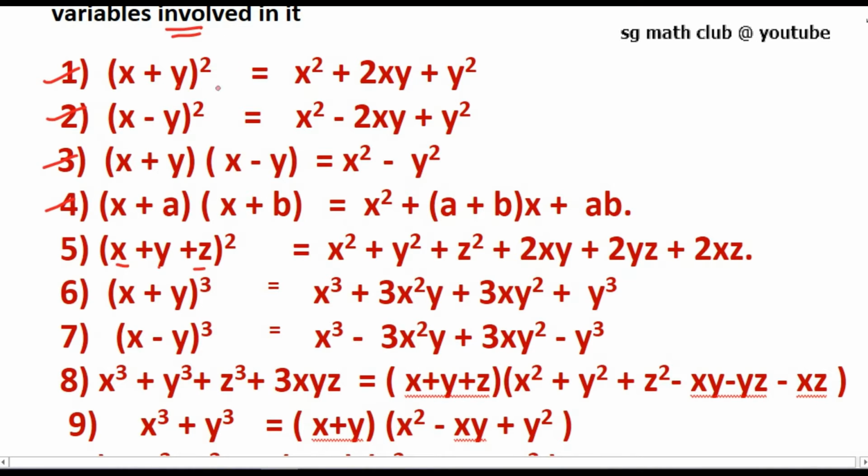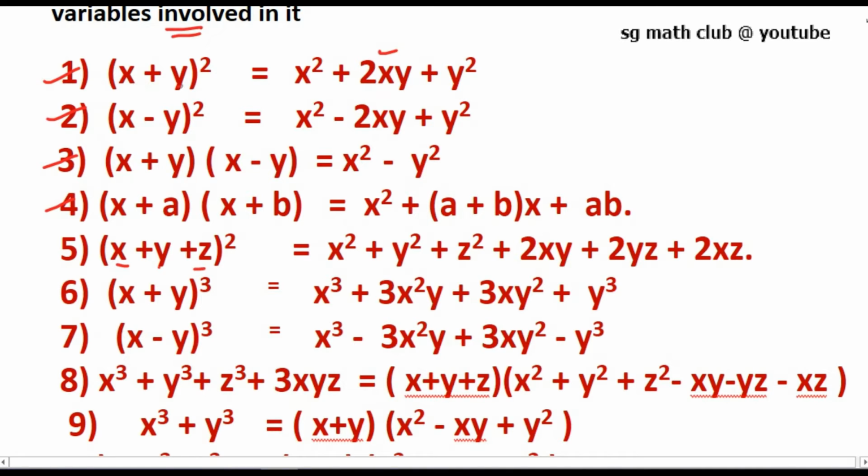Here only x and y is there, so you are writing 2xy. Here x, y and z is there, so you are taking pairs like xy, yz, xz. So x plus y plus z the whole square is x square plus y square plus z square plus 2xy plus 2yz plus 2xz.